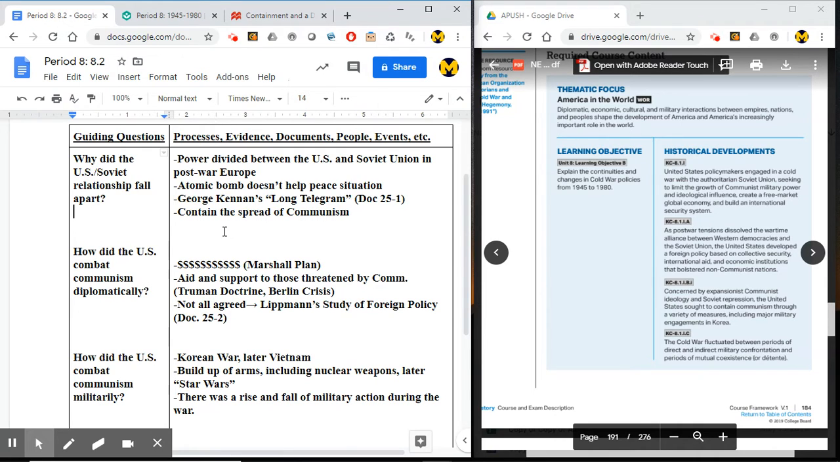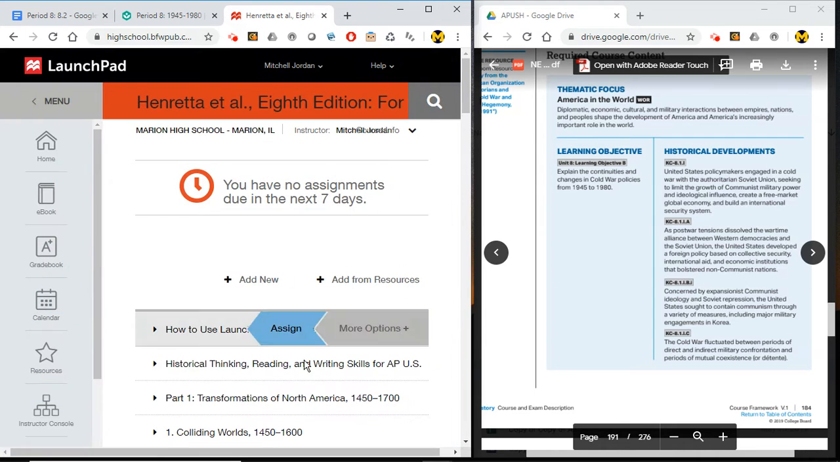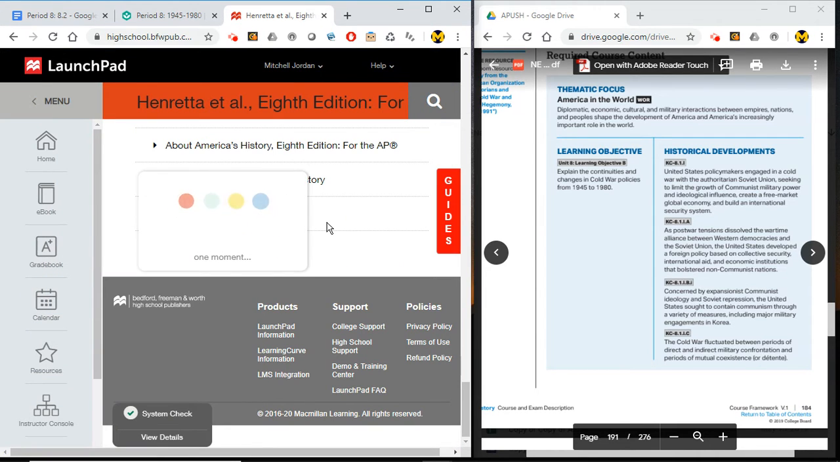So in the post-war era, power was divided between the U.S. and the Soviet Union in post-war Europe, meaning Europe was destroyed. And so the governments were broken down, infrastructure was broken down, and so the 2 powers had to vie for control over those two areas. They both were administrators over those areas. And so I think we've got a map here.